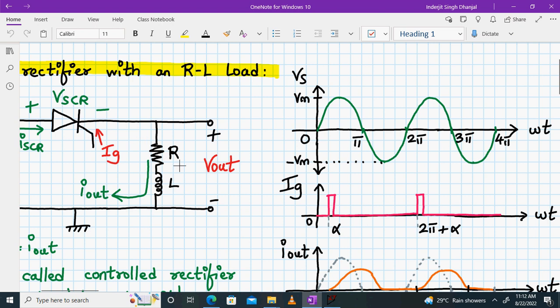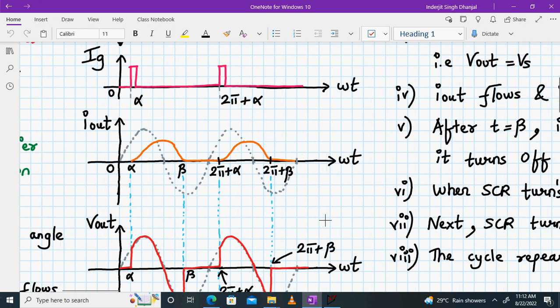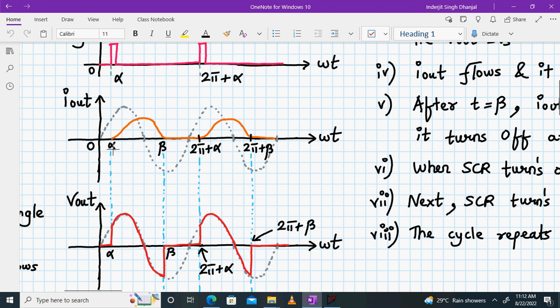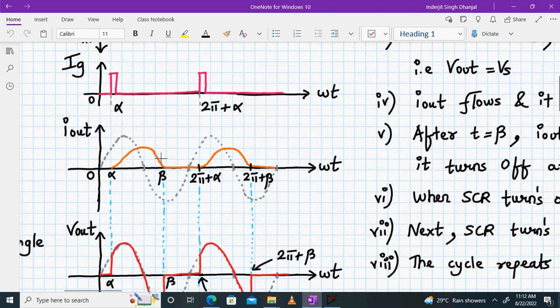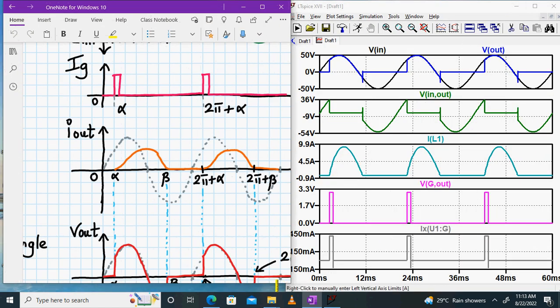Due to that, what will happen? The current will still continue even though the voltage is going negative, right? So for this reason, you can focus a little more on the theory part. But due to that, whenever the current becomes zero, that point we call beta, right? So this beta we also have to calculate. So let us check it out in the waveforms. Where is the current going zero?